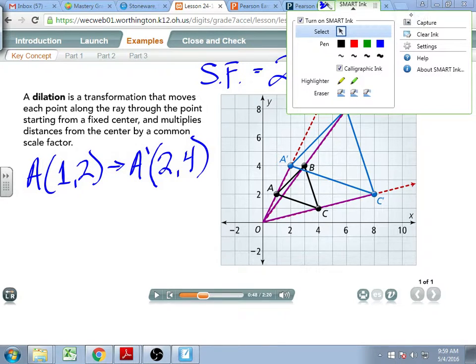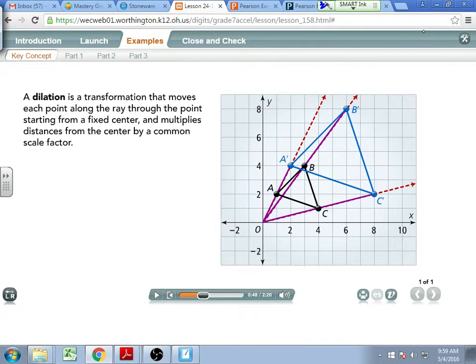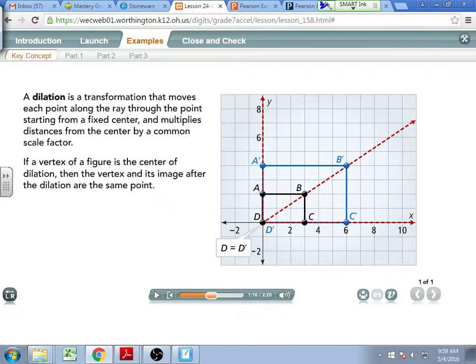If your point starts on the axis, what happens when you multiply 0 by a scale factor? It still gives me 0. So when my C and my A here start on the x and the y axis, even though I multiply those points by a scale factor of 2, they stay on the axis, because when you start with 0, you end with 0. It doesn't matter what you multiply with. The only point that moves here is B, because D was 0, 0. Multiply them both by 2, and I still get 0, 0.